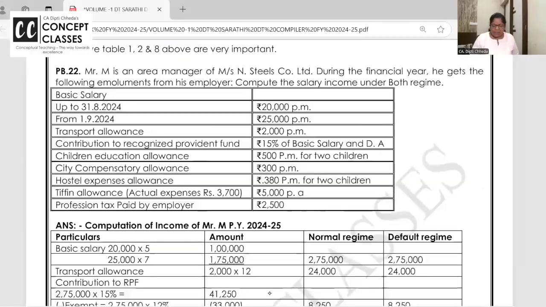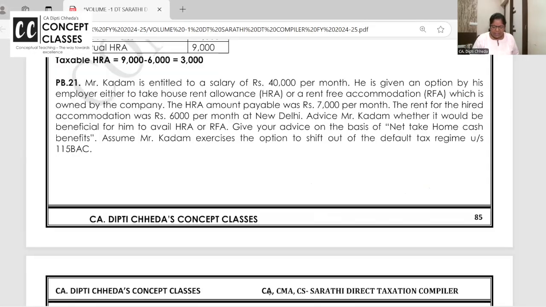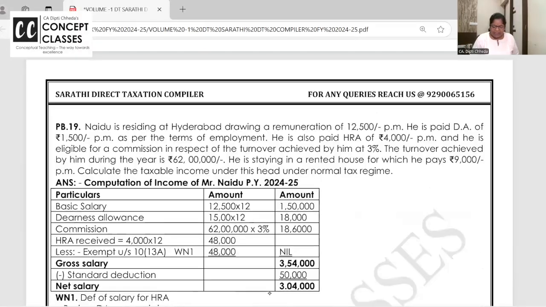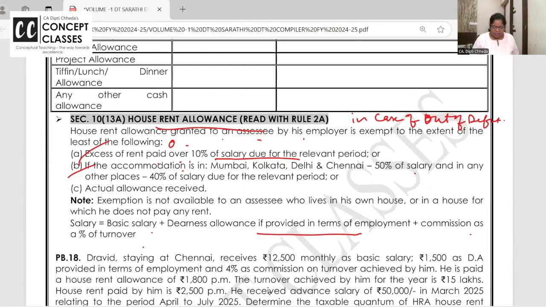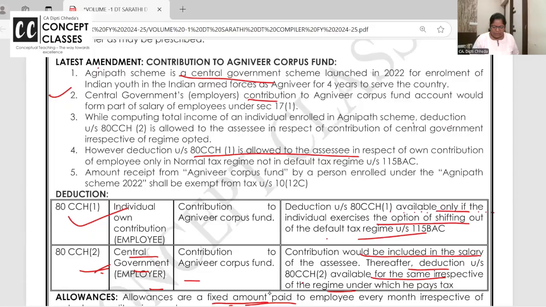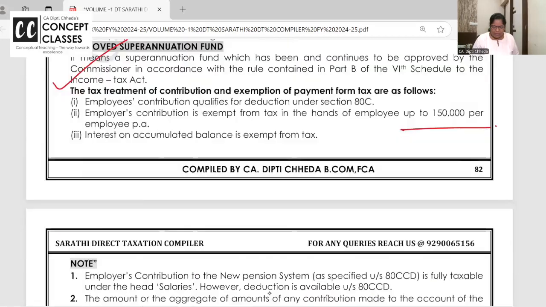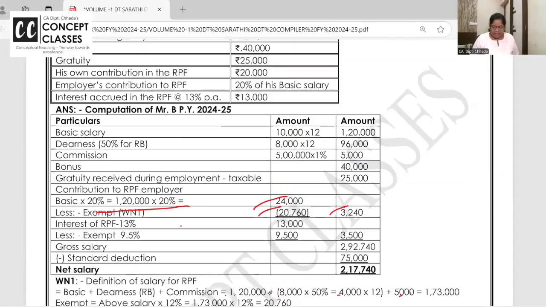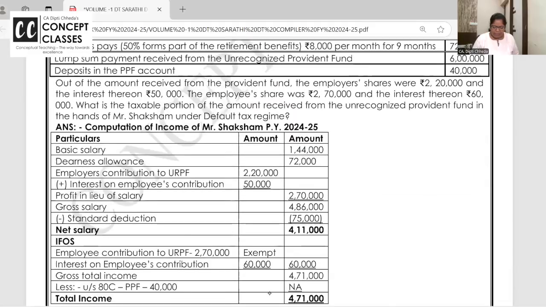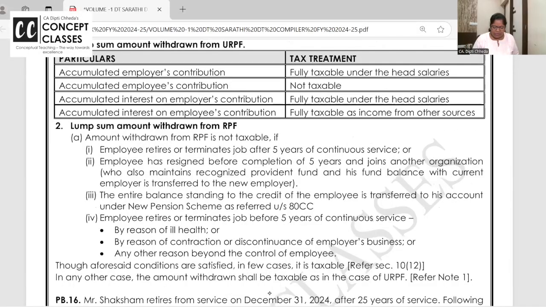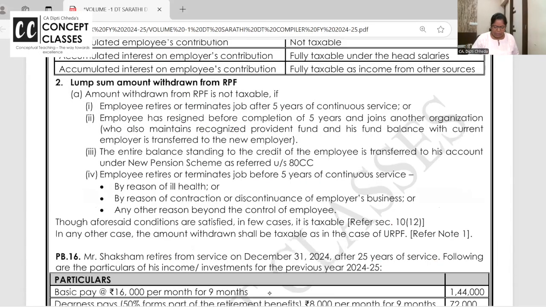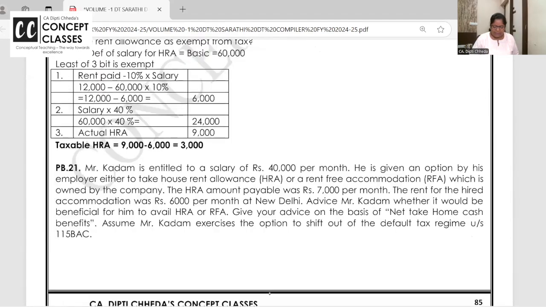You should read. Before I go to further perquisites, I don't know how I missed leave travel concession. Before we go to the allowances, I'll take that once. Leave travel concession. Types of PF I discussed. Where did leave travel go then? Oops, it will come ahead. It's a part of the perquisites. No, I didn't miss it.